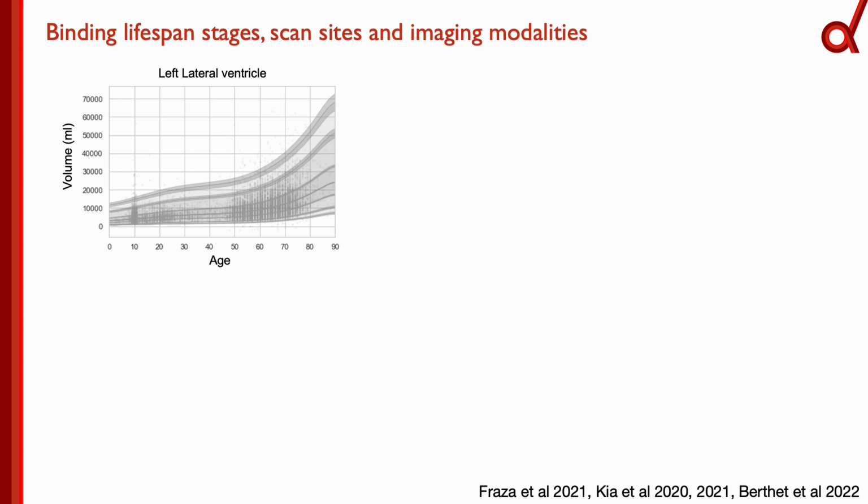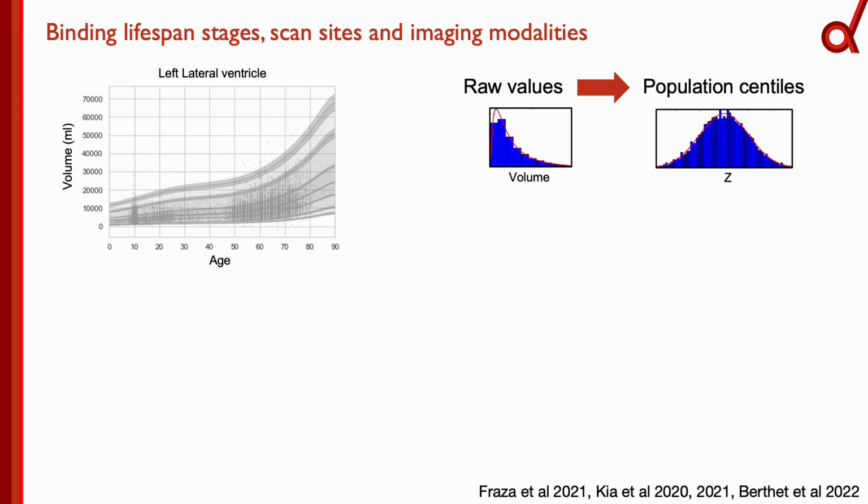So another feature of normative modelling that I think is quite interesting is we can use it to bind different sorts of data together. So I'm showing you here, for example, you're interested in a normative model of the left lateral ventricle. You can see that we have units in milliliters here. And what we do in normative modelling is we map from raw values, which might have some strange distribution, to population centiles. And if we do a good job in the normative modelling, that might move from a skewed distribution to something that's symmetric and close to Gaussian.